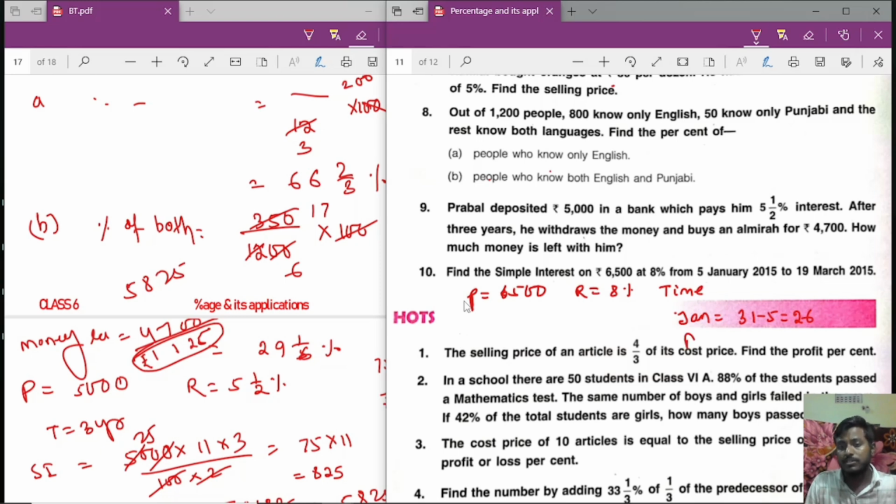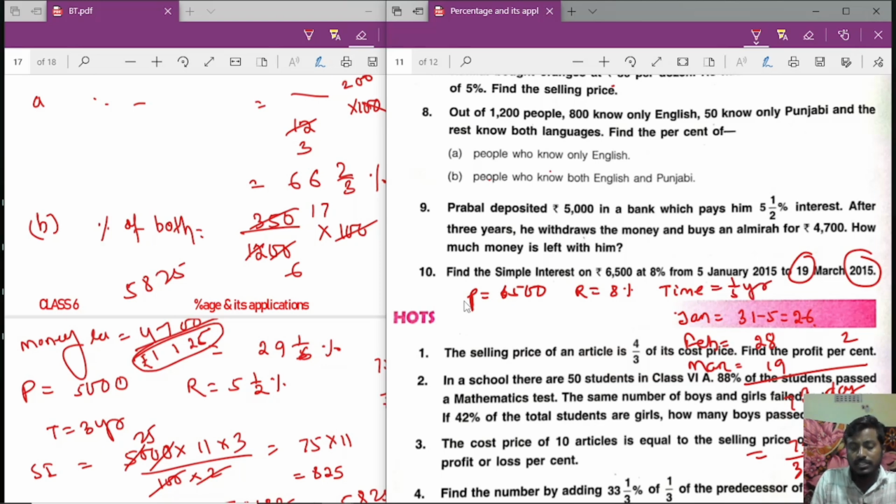Now February is 28 days, because 2015 is not a leap year. Now March equals 19. So addition gives 73 days. You can write 73 divided by 365 equals 1 by 5 year. Okay, so time equals 1 by 5 year.